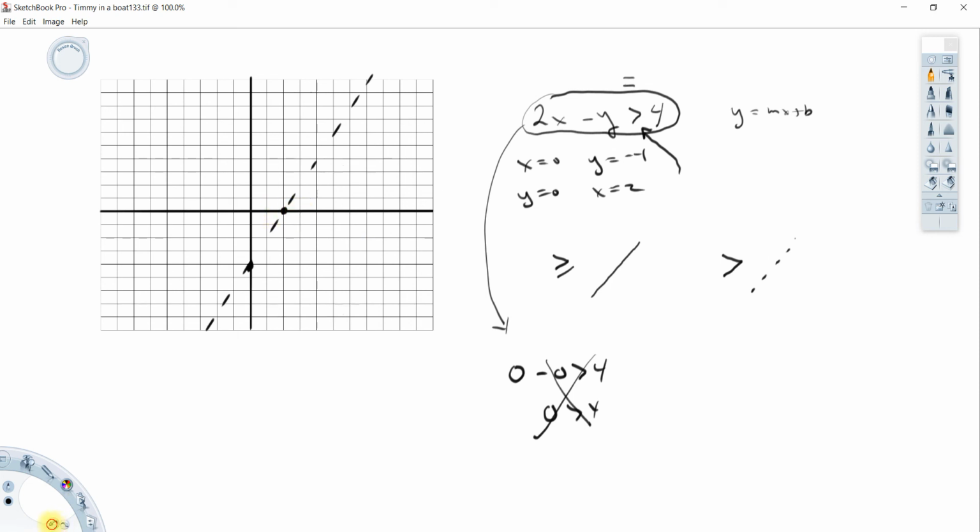And then the way that we show that this stuff works is we typically shade it. Maybe something like this is good enough. Now, what does this mean? Any ordered pair over on this right-hand side should solve this inequality.